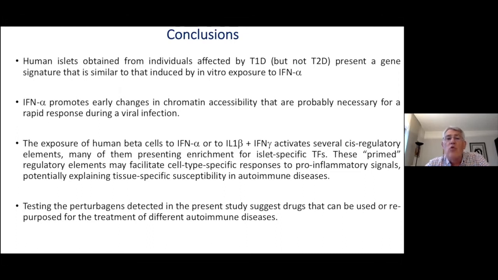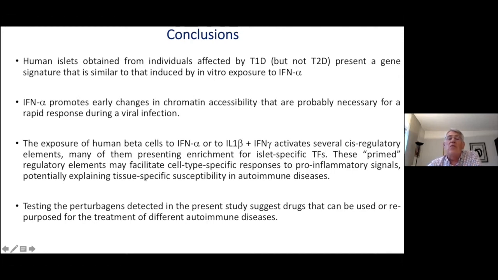So the conclusions, or preliminary conclusions at that stage, are that human islets obtained from individuals affected by type 1 diabetes, but not type 2 diabetes, present a gene signature that is similar to that induced by in vitro exposure to interferon alpha. Interferon alpha promotes early changes in chromatin accessibility that are probably necessary for a rapid response during a viral infection. And the exposure of human beta cells to interferon alpha or to interleukin-1 beta activates several cis-regulatory elements, many of them presenting enrichment for islet-specific transcription factors.